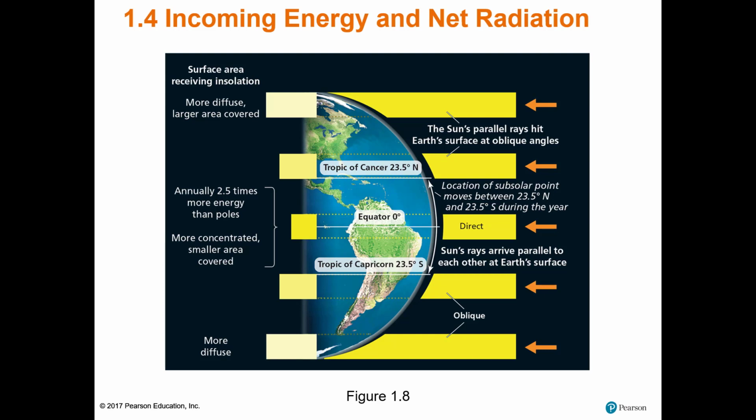When they land on different portions of the Earth, again, depending upon the curvature of the Earth, they will either be more diffused with a larger area covered at the poles, or they'll be more concentrated with a smaller area covered at the equator. So the Sun's rays arrive parallel to each other at Earth's surface, and you can see here that this is showing where the Tropic of Cancer and the Tropic of Capricorn are located. The location of the subsolar point moves between those two geographic features.